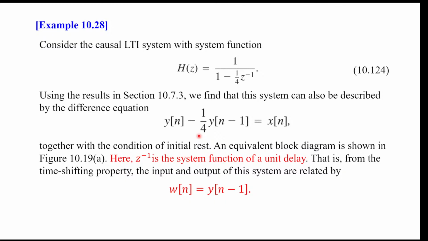And now let's see a bit of an example. So we have a system function like this. This is one of our favorite system functions: 1 over 1 minus 1 over 4 z to the minus 1. From what we just talked about, we know that it can correspond to a difference equation like this. So 1 minus 1 over 4 z to the minus 1 becomes y of n minus 1 over 4 y of n minus 1, and this is equal to x of n.